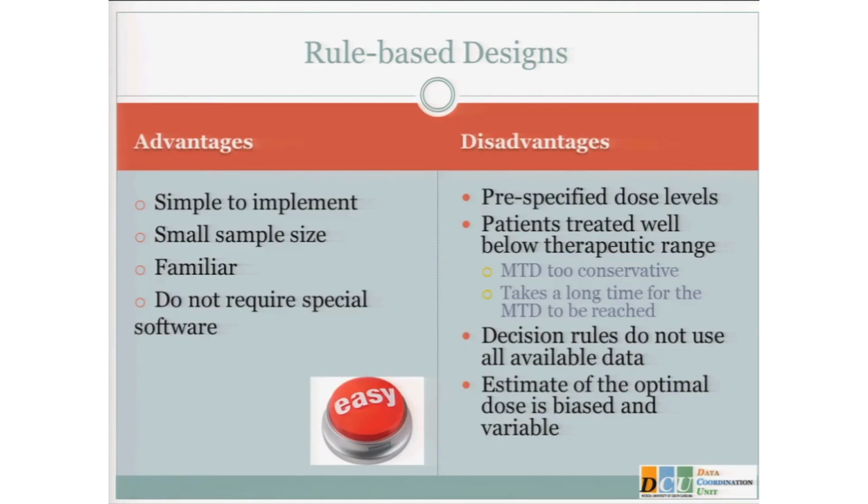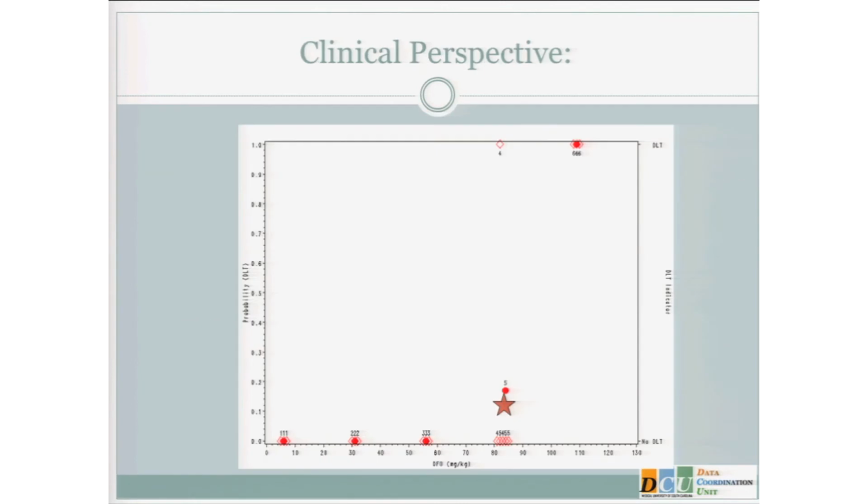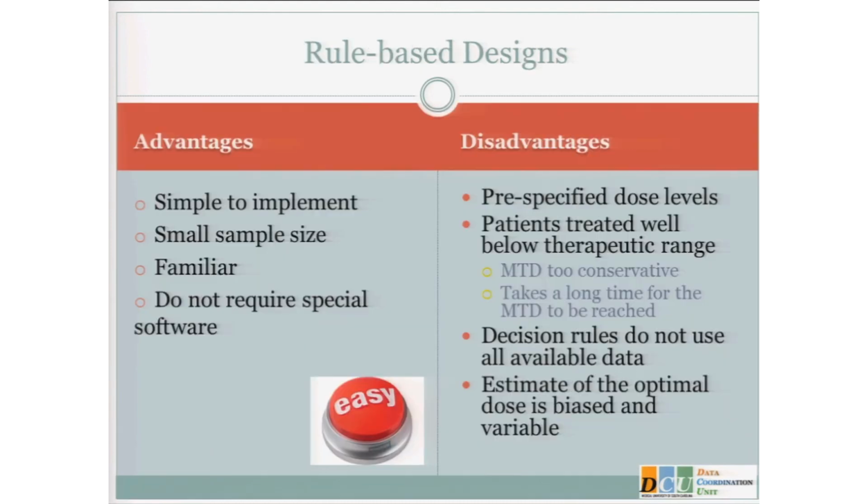So these rule-based designs do have some advantages. The disadvantages are, as I said, you have to pre-specify the dose levels. They often have patients who were treated well below the therapeutic range. As you can see in this graph, it took us 9 subjects to get to any point of activity of the agent, which in particularly rare diseases may not be a very good use of the patients that you do have access to.